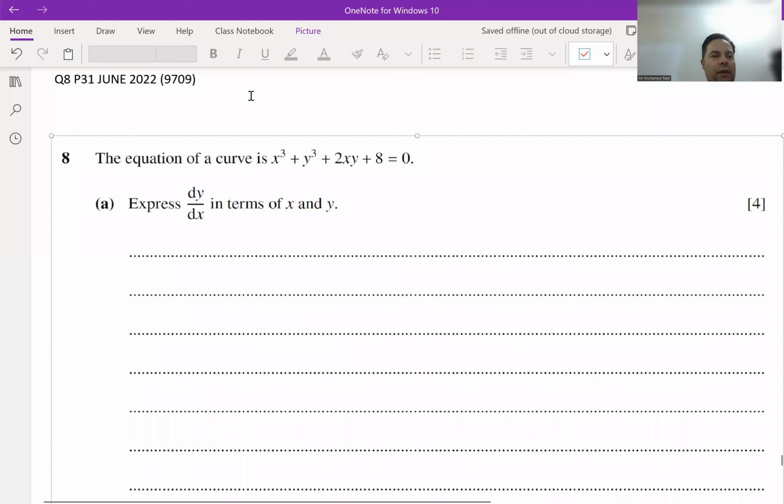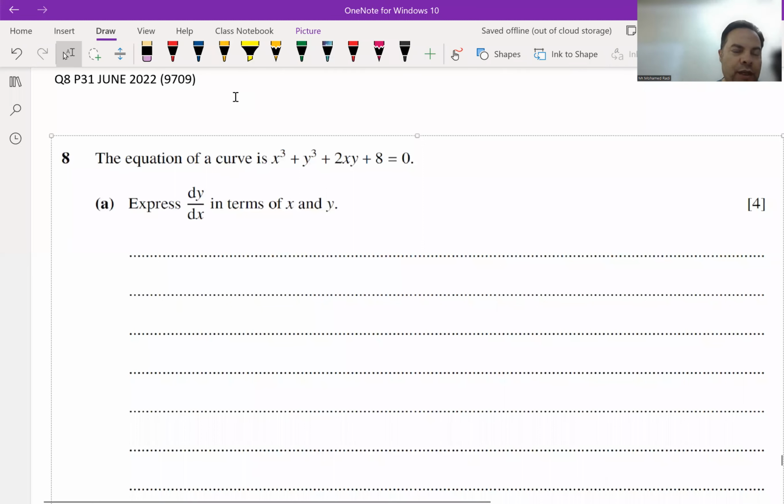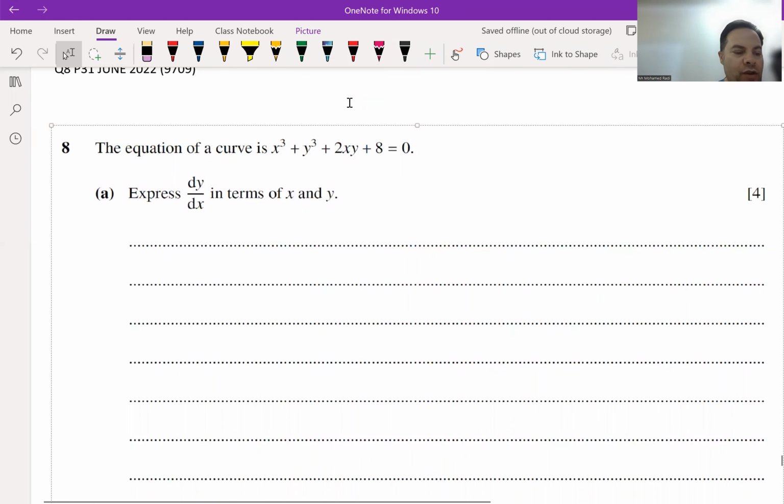Hello guys, in this tutorial I'm going to solve question number 8, paper 31, June 2022. The equation of the curve is x cubed plus y cubed plus 2xy plus 8 equals 0. Express dy by dx in terms of x and y.